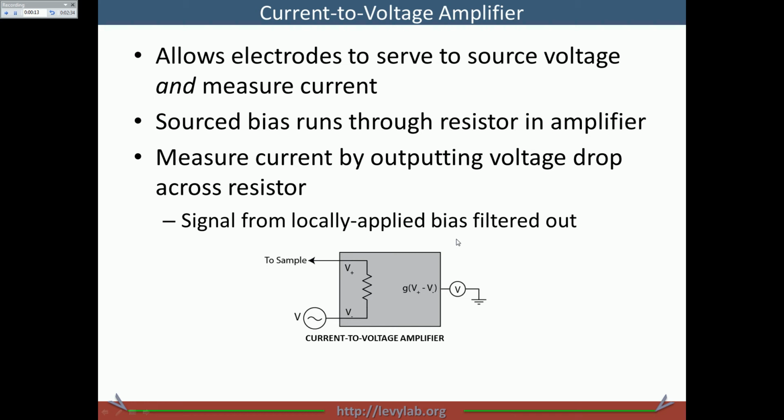So the current voltage amplifier has a voltage input and an output to sample, and an AC voltage is applied that runs through a resistor in the amplifier, and then there's an output, which outputs a voltage proportional to the voltage drop across the resistor.